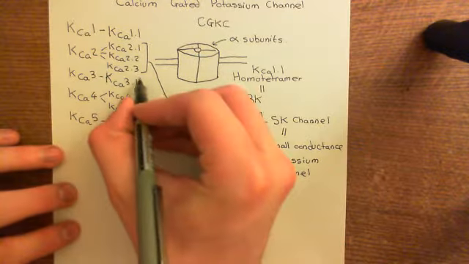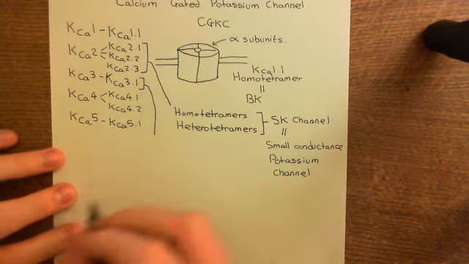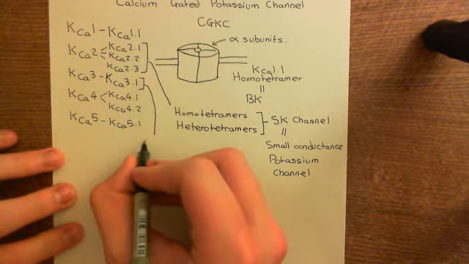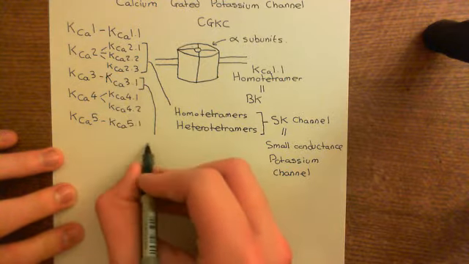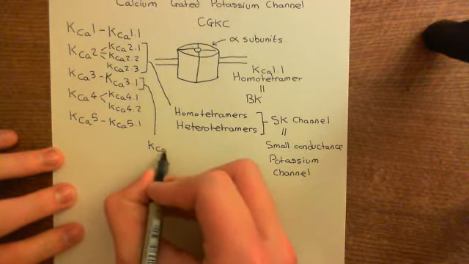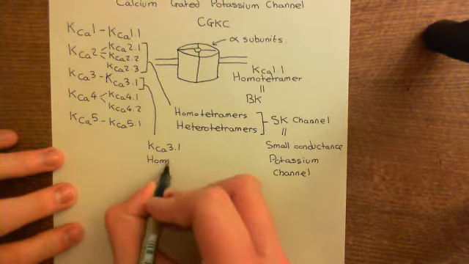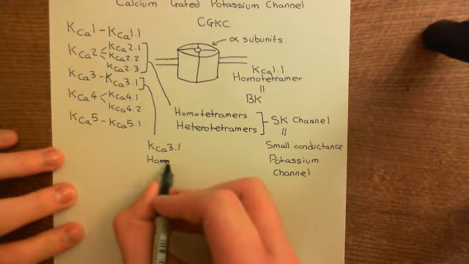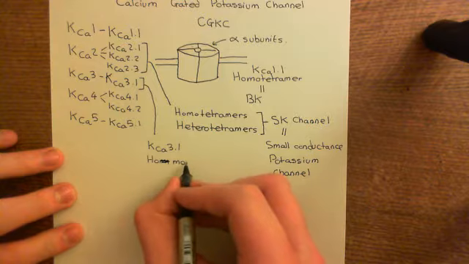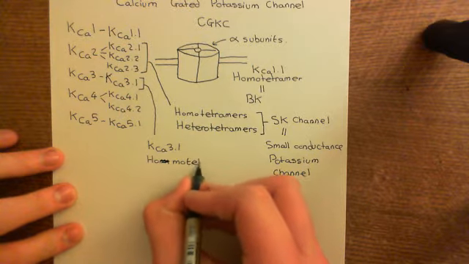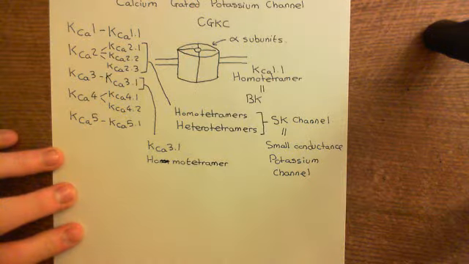Okay, the final little family that I want to discuss is this KCa3 family. This is another very famous one. Again, there's only one member of the family, so you don't have any choices here. All you can make is the KCa 3.1 homotetramer, where you make 4 copies of the KCa 3.1 protein, and bind them together to make the KCa 3.1 homotetramer, okay?